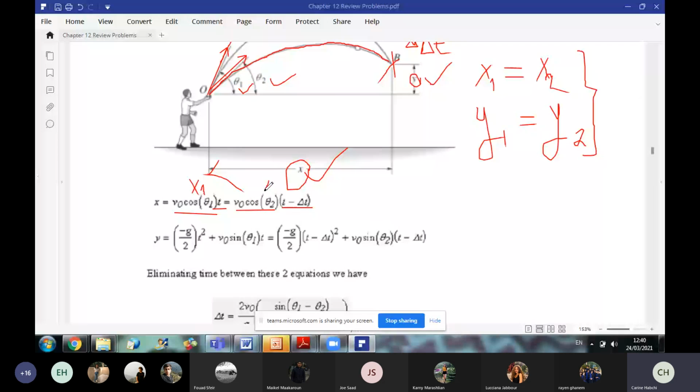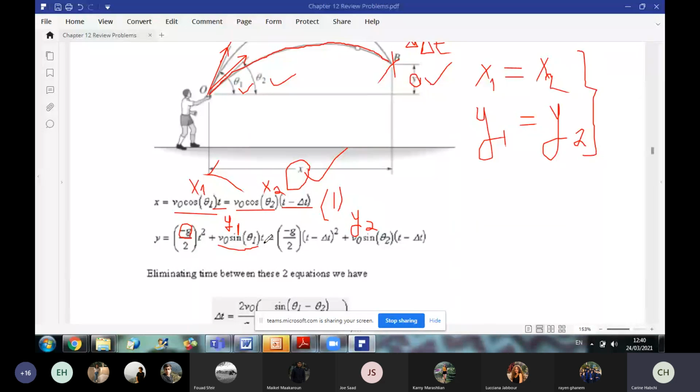We need a second equation because, as we said, we have two unknowns, which are t and delta t. The second equation comes from writing that y1 is equal to y2. We know that in projectile motion, the equation of y is: plus half a t squared, but here a is minus g, so it's minus g over 2 t squared, plus v0y t, and for particle 1, v0y is v0 sine theta 1.